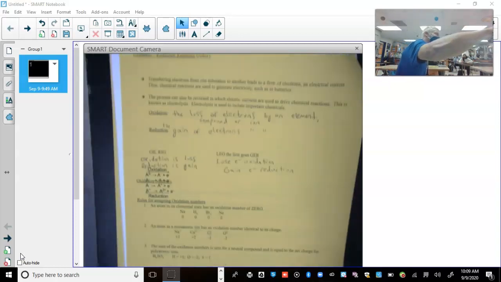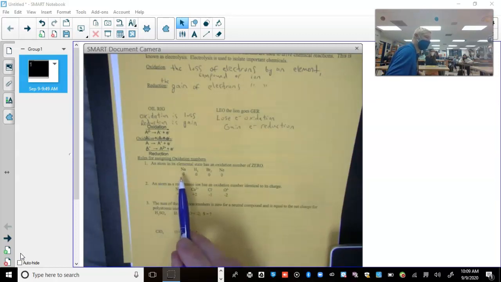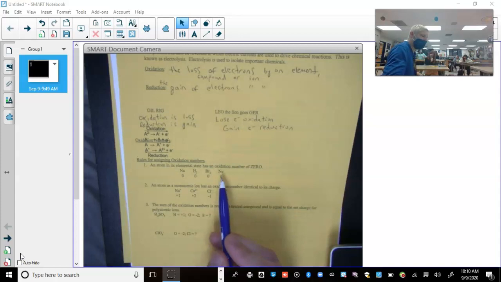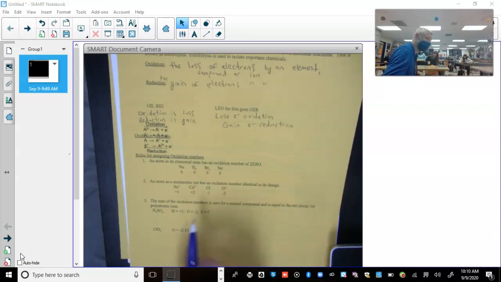All right, so some quick notes are already written down for you. Some things to remember is anytime you got a monatomic element such as sodium or a noble gas like neon, the oxidation state is 0. And it coincides with what we already know in terms of the noble gases, 0 charge. If you got a diatomic element, their oxidation state is also 0. So metals by themselves, nonmetals by themselves, and diatomic elements, 0.